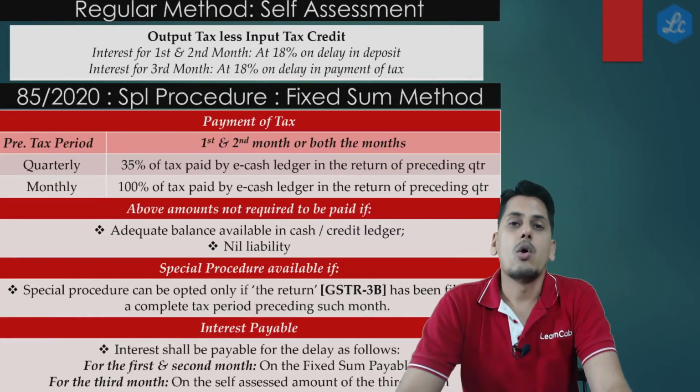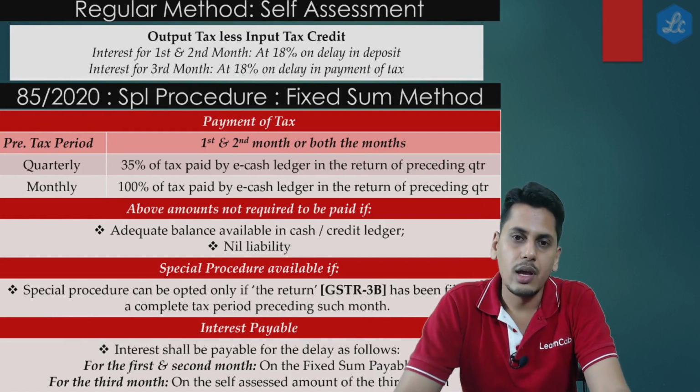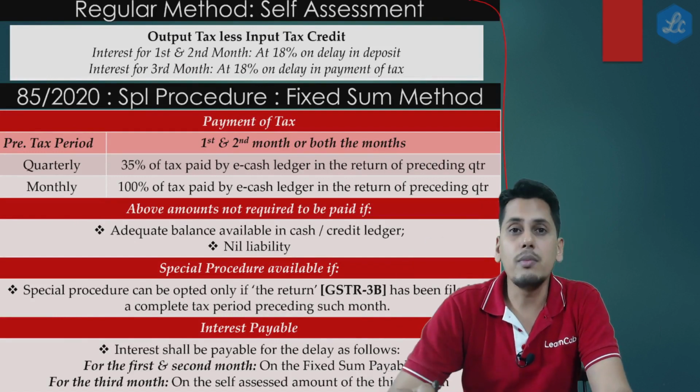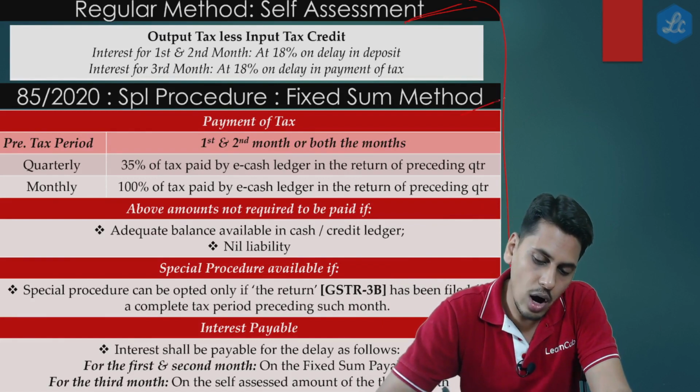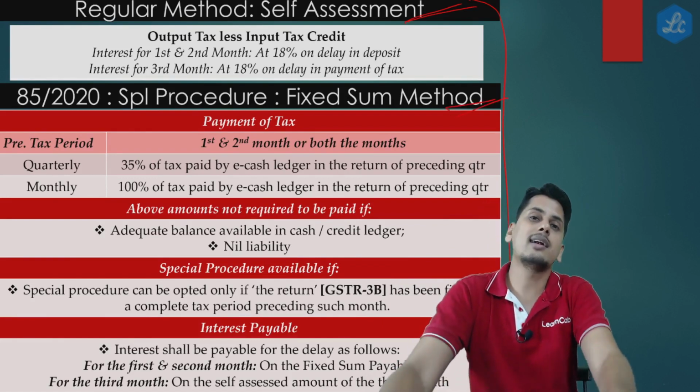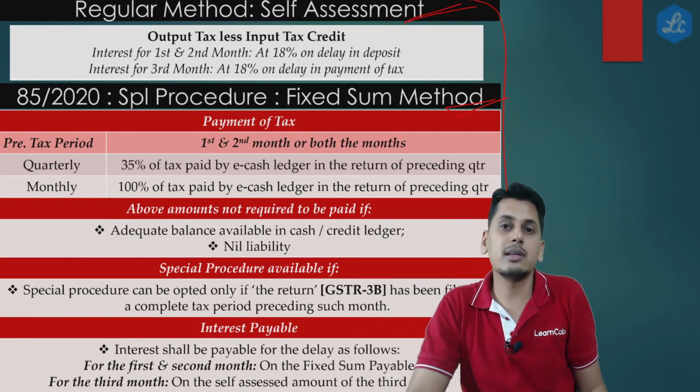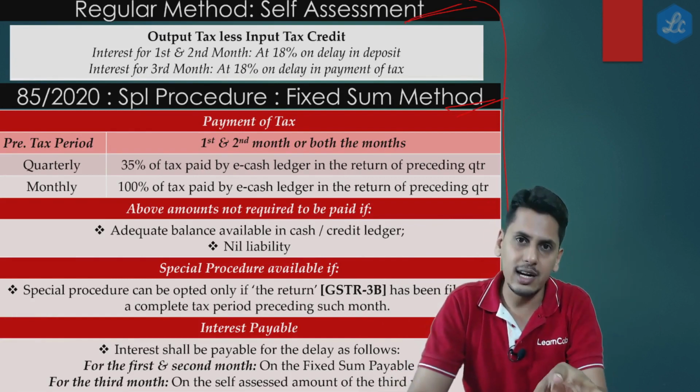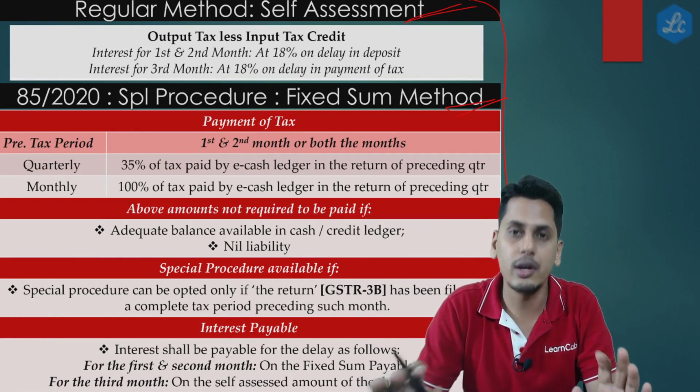So now friends, once QRMP scheme is opted, there are two methods. Regular method, which is a self-assessment method, or the fixed sum method. You are at liberty to choose fixed sum method either in the first month or in the second month or in both months. It is your choice.